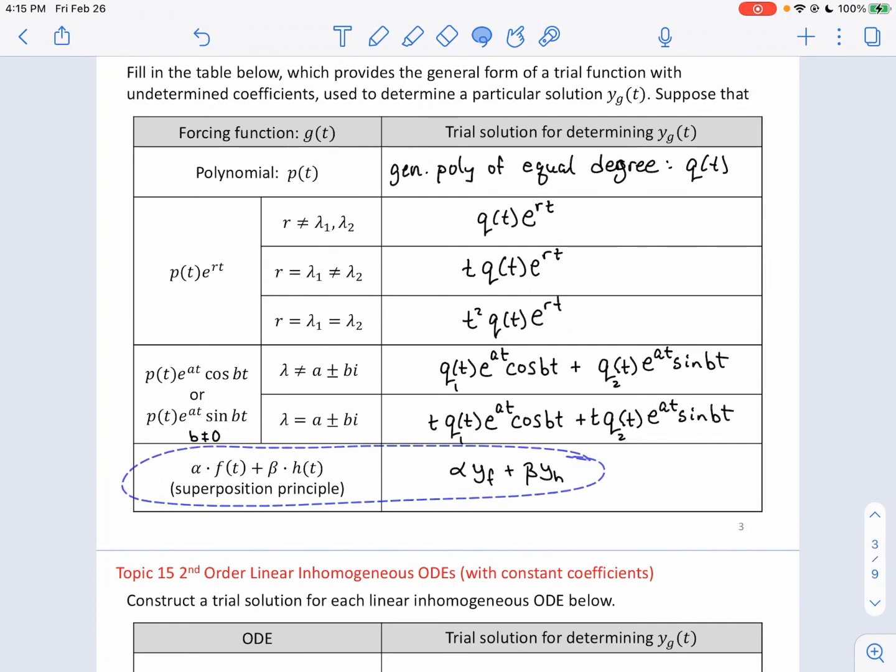Saying if you create a forcing function out of other forcing functions for which you had already found particular solutions, then in the way that you combine them to make a new forcing function, you just combine the particular solutions in the same way.